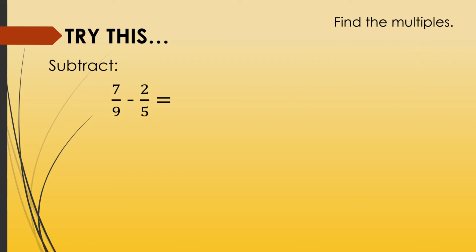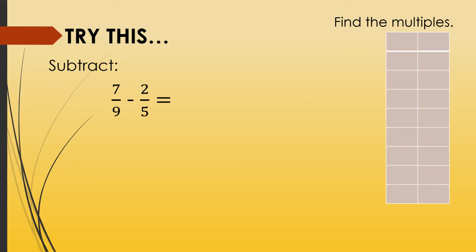Another activity, subtract 7 over 9 minus 2 over 5. Kung mapapansin nyo, magkaiba ang denominators ng 7 at 2, which are 9 and 5. So, anong una natin gagawin? Let us find the multiples of 9 and 5. So, gagawa tayo ng table. Isulat yung 9 and 5 sa tigisang column, and iyon yung magre-represent sa times 1. So, proceed tayo sa times 2.